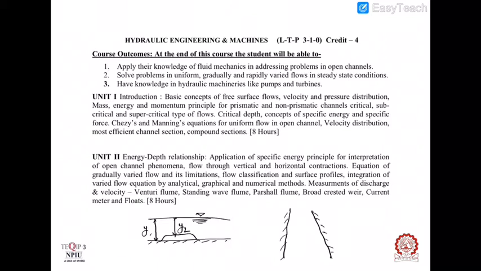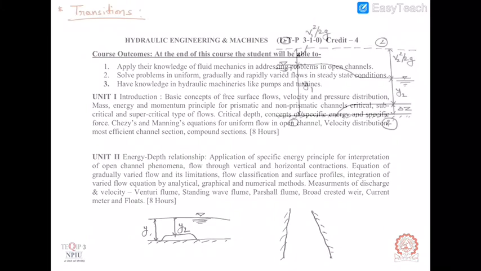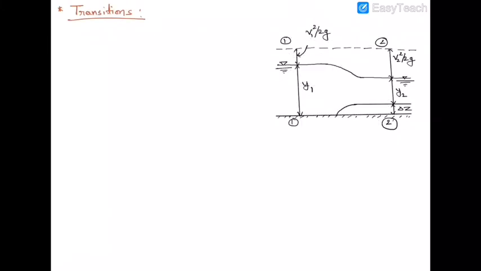Here we are going to see how the flow changes in this kind of transition in the channel. The concepts of specific energy and critical depth are extremely useful in the analysis of problems connected with transitions. To understand in a better way, let's take a simple geometry of channel, that is a rectangular channel. But remember, this principle is equally applicable for channels of any other shape, like triangular channel and trapezoidal channel.